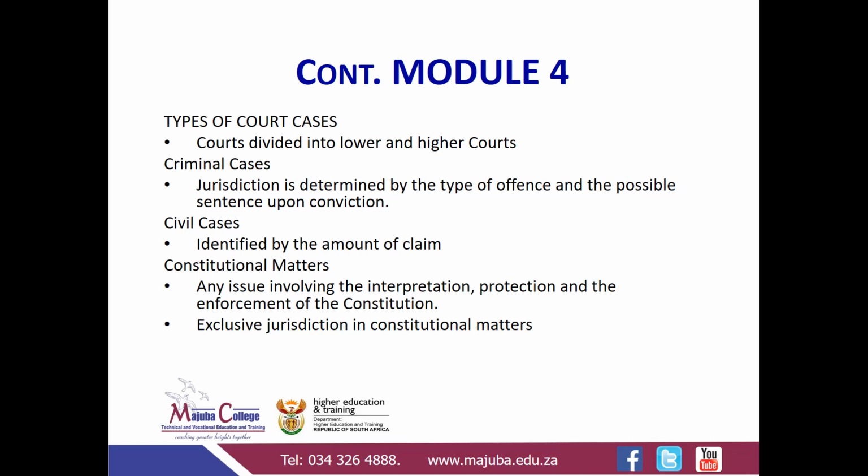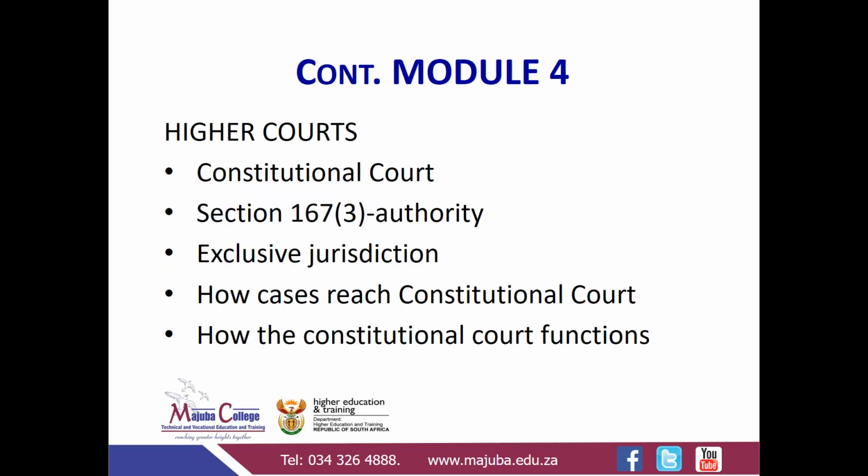Any issue involving the interpretation, protection, as well as the enforcement of the Constitution must go to the Constitutional Court. The Constitutional Court has exclusive jurisdiction in other matters. Those matters are disputes between organs of state, the constitutionality of a parliamentary bill or provincial bill, the constitutionality of a parliamentary or provincial act, the constitutionality of any amendment, and the certification of provincial constitutions. Those are exclusive matters for the Constitutional Court, and no other court can try those matters.